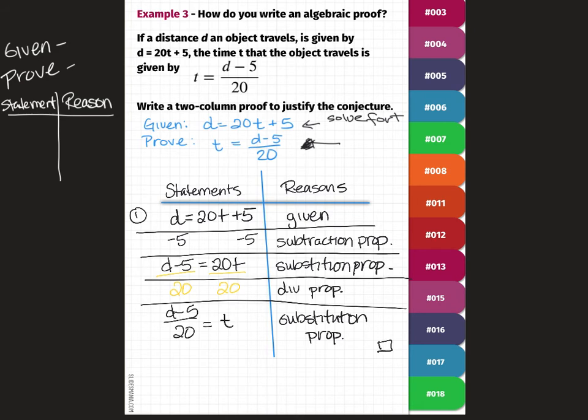Because now I have d minus 5 over 20 equals t, and it looks like my given. Or does it? Are these two things equal? How do we know these two things are equal? I think we need to maybe do a little bit of rearranging to prove that they are equal. Okay, so I'm actually going to have a last step. And my last step is going to say that t is equal to d minus 5 over 20.